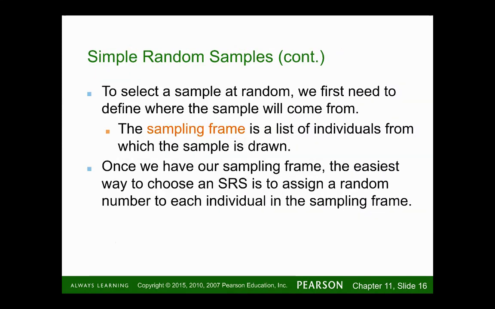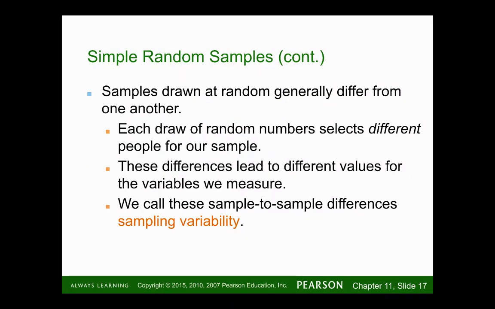All right. So to select a sample at random, we first need to define what the sample will come from. The sampling frame is a list of individuals from which the sample is drawn. Once we have our sampling frame, the easiest way to choose our SRS is to assign a random number to each individual in the sampling frame. Samples drawn at random generally differ from one another. Each draw of random numbers selects different people for our sample. These differences lead to different values for the variables we measure. We call these sample-to-sample differences sampling variability.